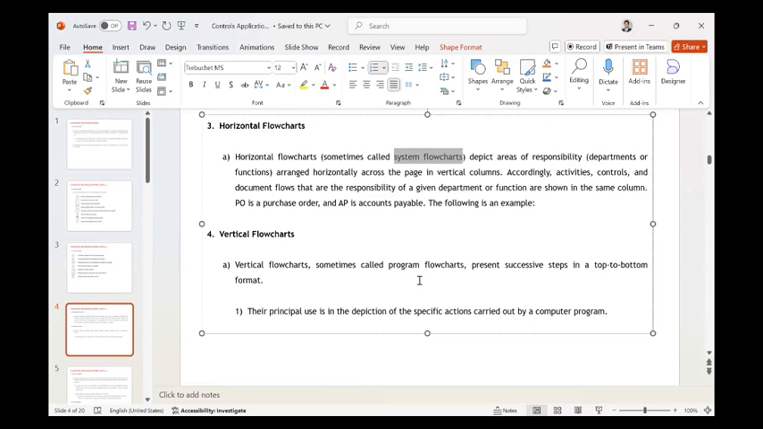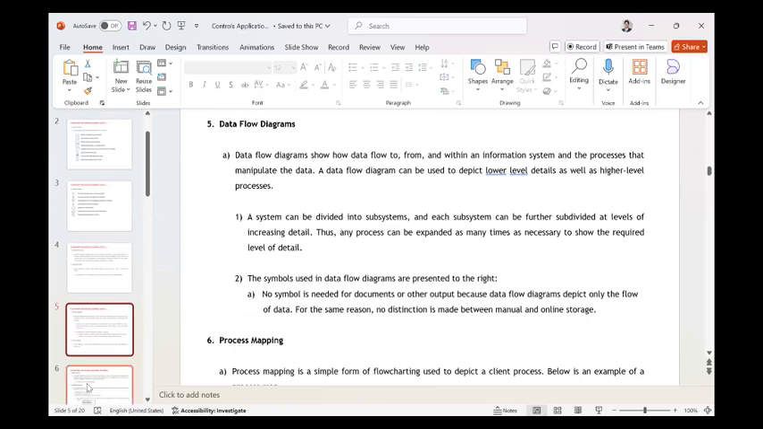So horizontal flowchart, another name is system flowchart. Vertical flowchart, another name is program flowchart. Flowcharts top to bottom would be vertical, left to right would be horizontal. The best way to distinguish between the two is, if you see the names of several departments at the top, then that would be a horizontal flowchart.